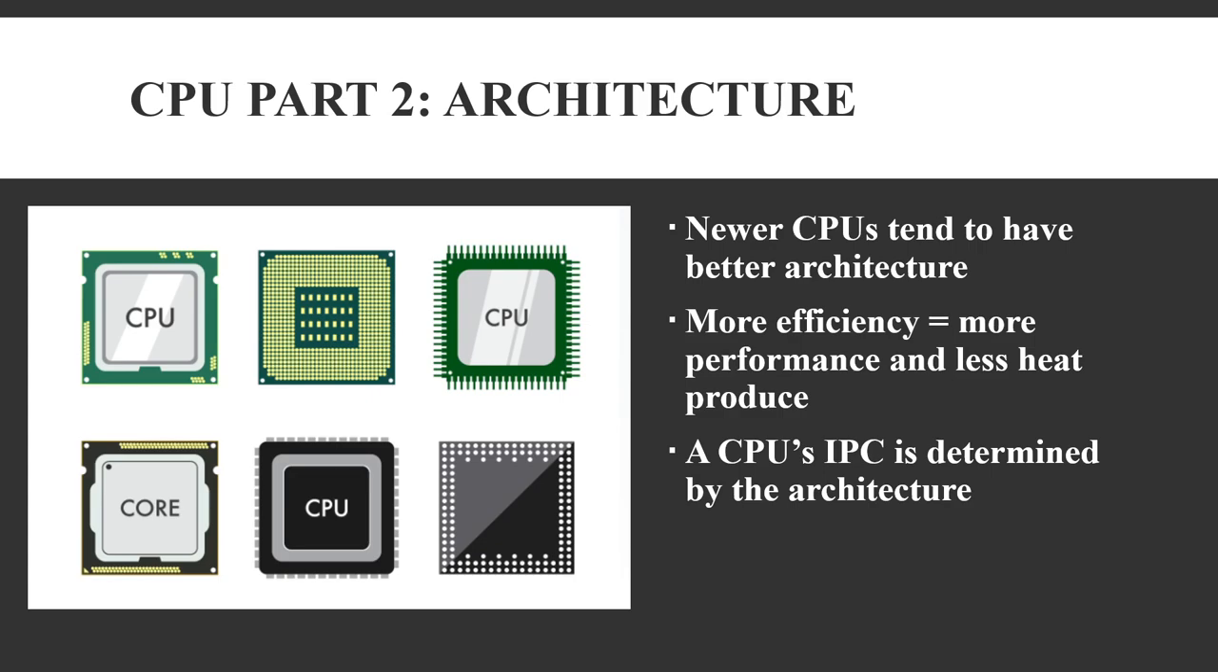So maybe I have an Intel CPU. Let's just take a random generation. Let's say I have an 8th generation CPU, and then I have a 9th generation CPU. Now, these are going to be made up numbers. They're not going to be real, but I'm just using them for example. Let's say Intel goes out and claims, they might say our 9th generation processors have 15% better IPC than our 8th generation processors. What they're saying there is that the IPC on the 9th gen chips is 15% more efficient.